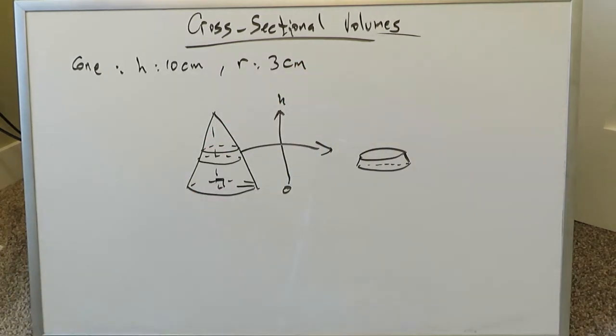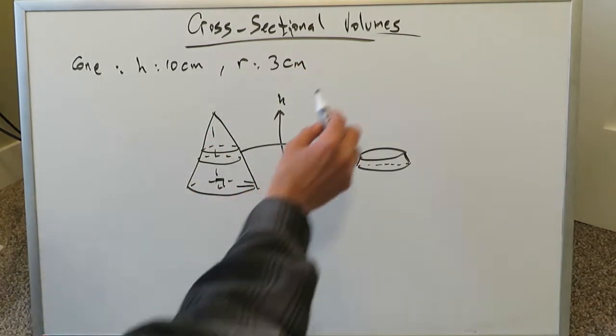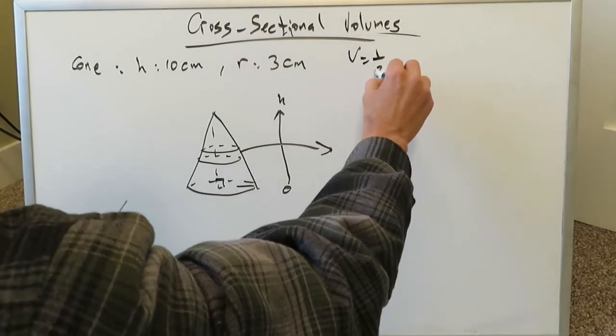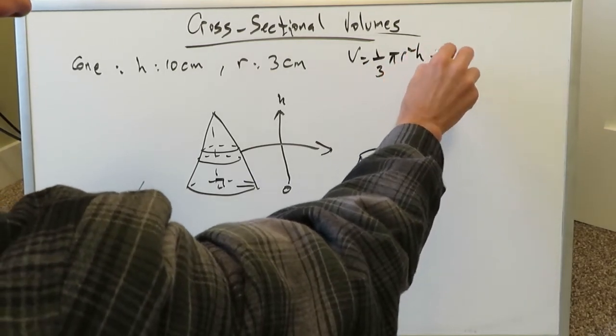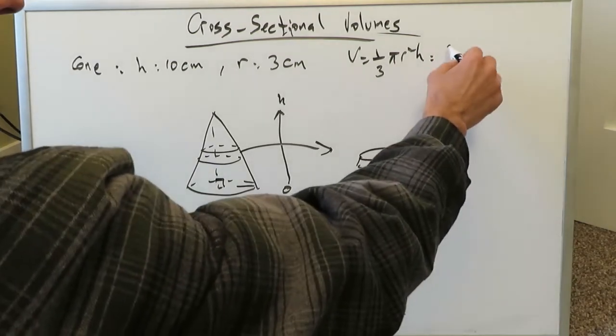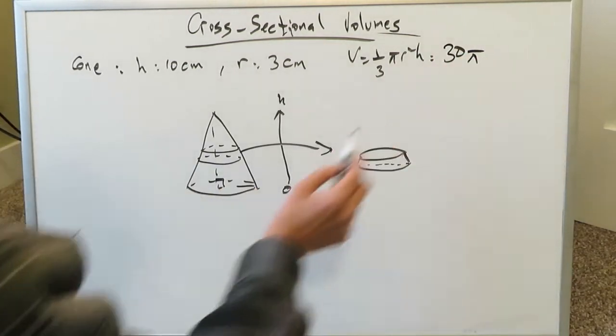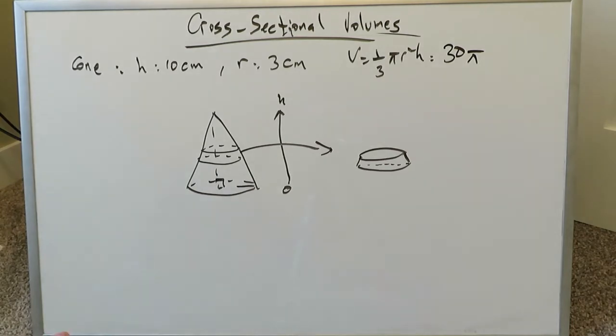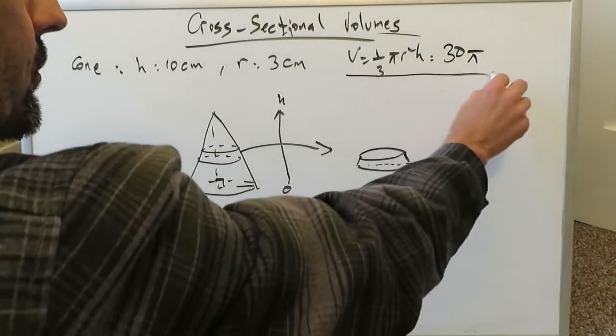You know very well the volume of a cone has a formula 1/3 pi r squared h. As a good check, if you were to put all of these measurements in, you'll have 3 squared, which is a 9, times 10 divided by 3. You have a volume coming here for a cone with these dimensions to be 30 pi. Let that be the check to make sure that what we'll be doing will be correct.